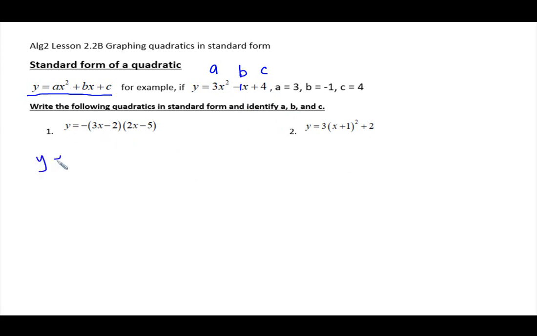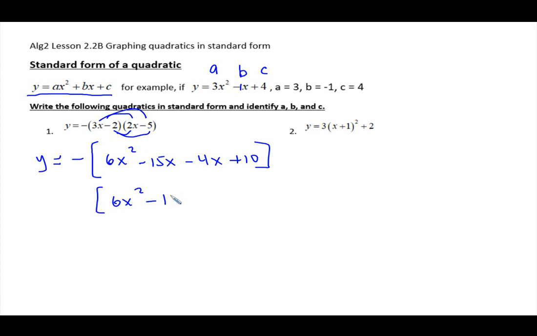To work this out, first I'm going to save the negative for the very end. So I'm going to multiply the 3x with the 2x and the 3x with the -5 first. So 3x times 2x, that's 6x squared. 3x times -5 gives me -15x. Then I'm going to multiply the -2 to the 2x and the -2 to the -5. So that's going to give me -4x, and then plus 10. Now I'm going to simplify everything inside here, so I'm going to end up with 6x squared minus 19x plus 10.